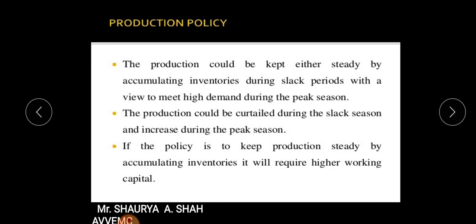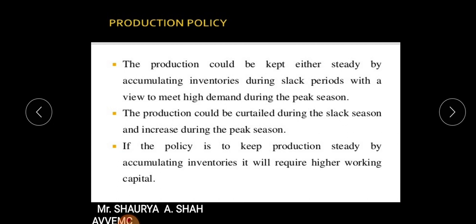How production policy affects working capital, we'll see. The production could be kept steady by accumulating inventories during the slack periods with a view to meet high demand during the peak season. Or the production could be curtailed during the slack season and increased during the peak season. If the policy is to keep the production steady by accumulating inventories, it will require higher working capital.